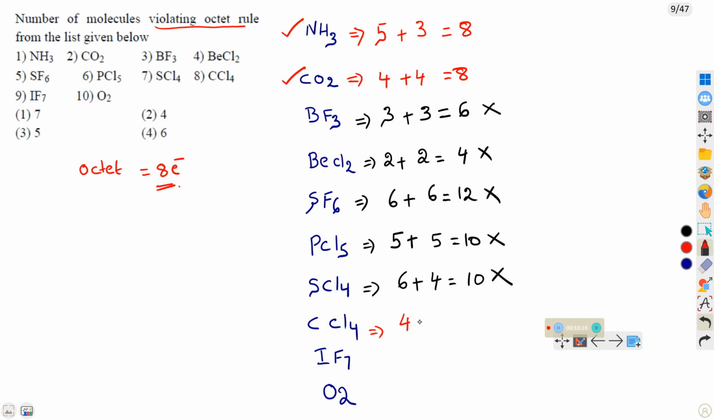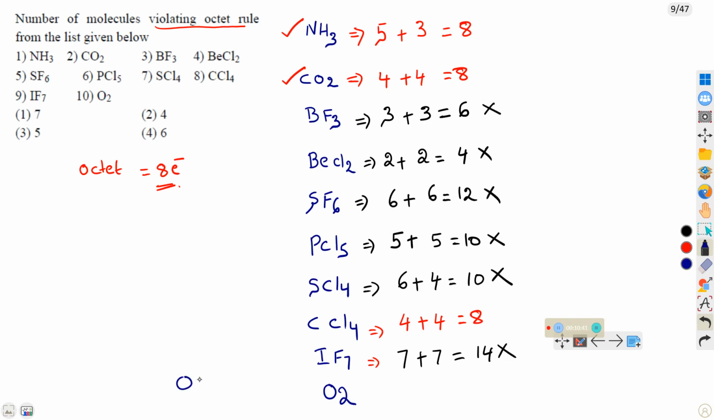CCl4: carbon is group number 4, chlorine has valency 1, total valency is 4, giving 8 electrons, so it follows the octet rule. IF7: iodine is group number 7, fluorine valency 1, total fluorine 7, 7 plus 7 is 14, so it does not follow.